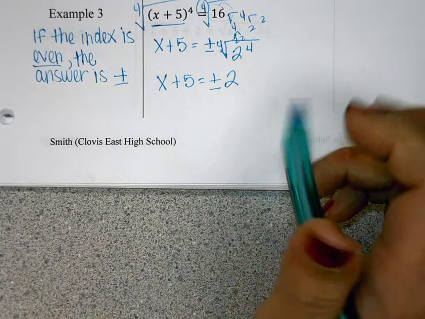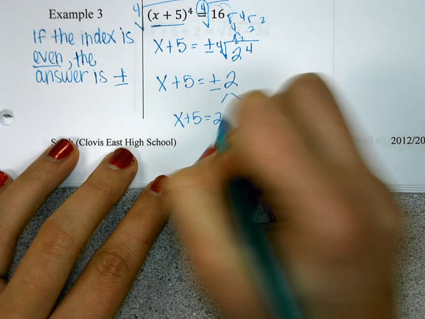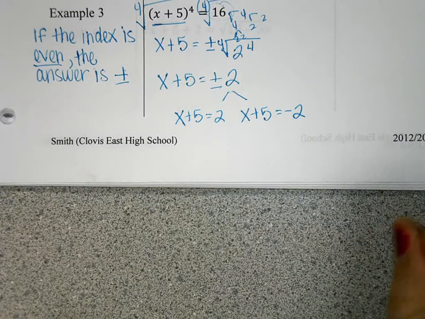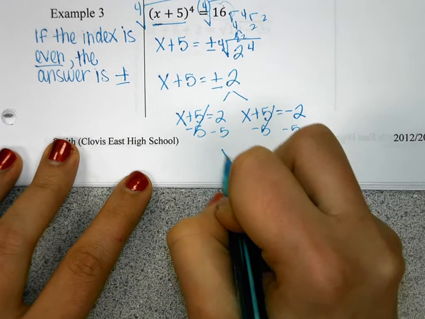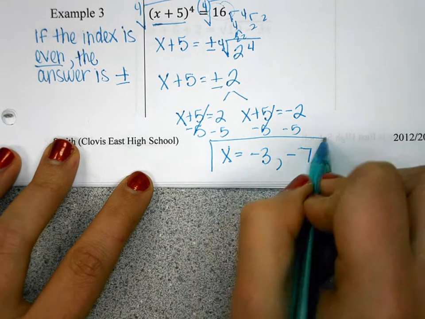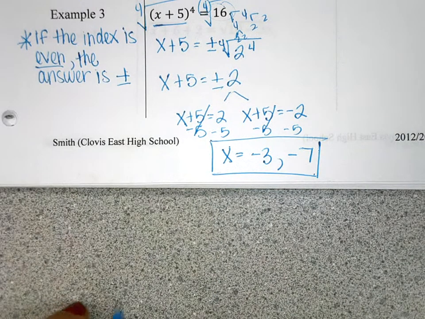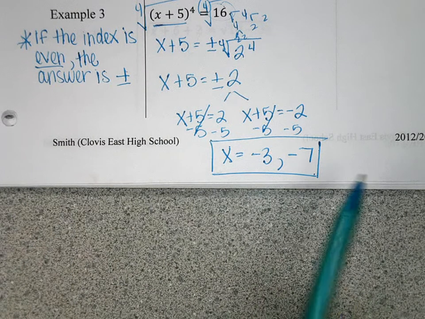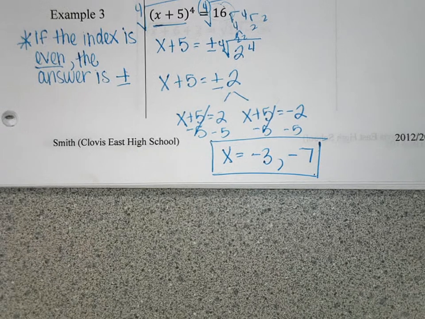Now, I want to solve for x here, so let's break that up into 2 scenarios. I have x + 5 = 2, and x + 5 = -2. Subtract 5 from both sides, and I get x equals -3 and -7. So when your index is even, I'm going to put a star next to that, you need to make sure that you write your answer as plus or minus, because we could plug in -3 for x or -7 for x, and it would still give us a true statement.